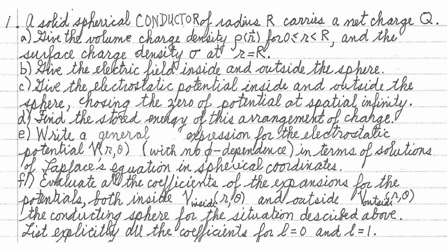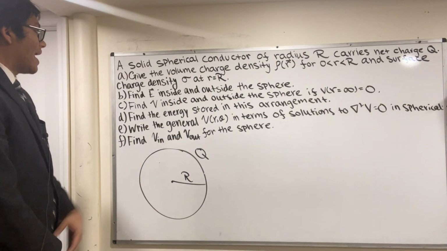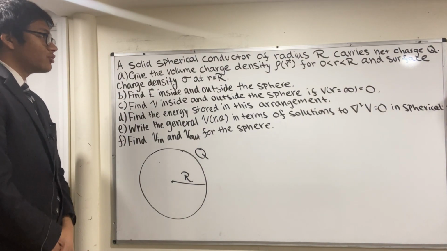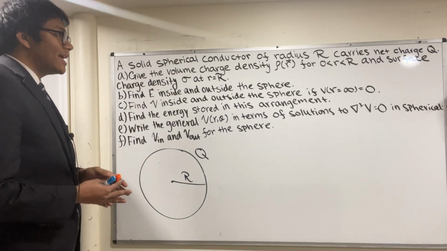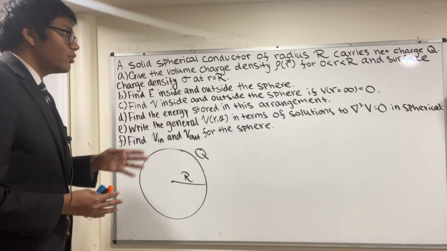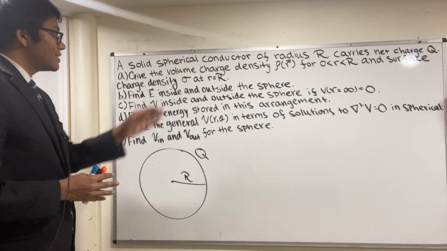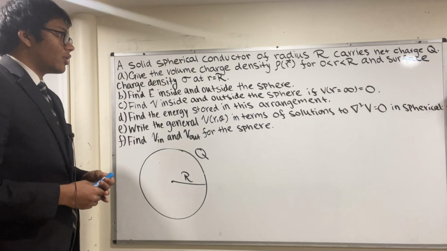Folks, welcome to our first problem. Here's what we have. A solid spherical conductor of radius capital R carries the net charge capital Q. For part A, give the volume charge density rho for radius between 0 and capital R and surface charge density sigma at r equals capital R.